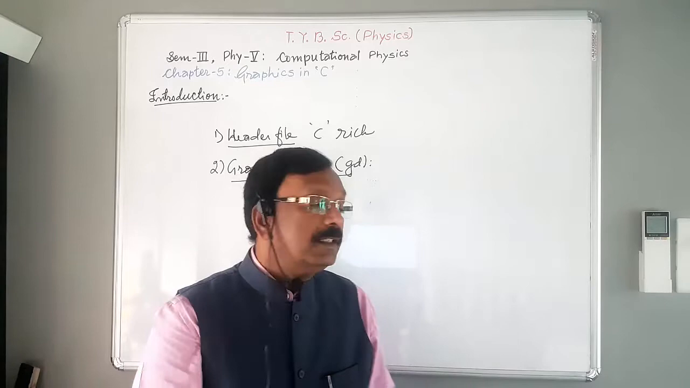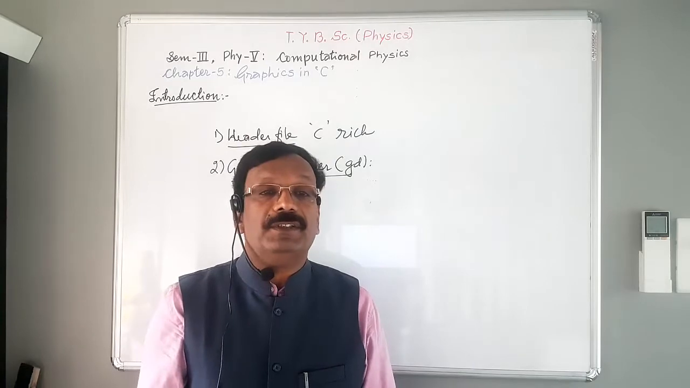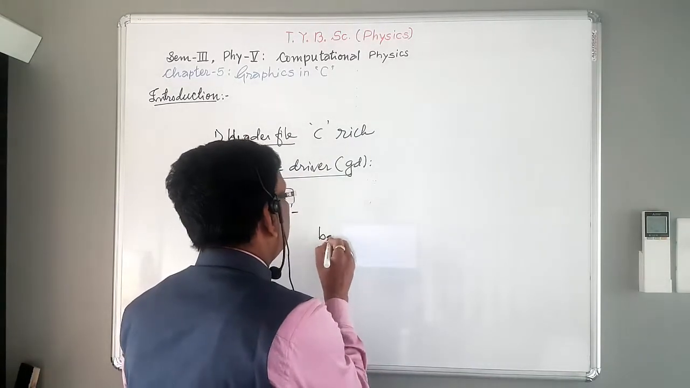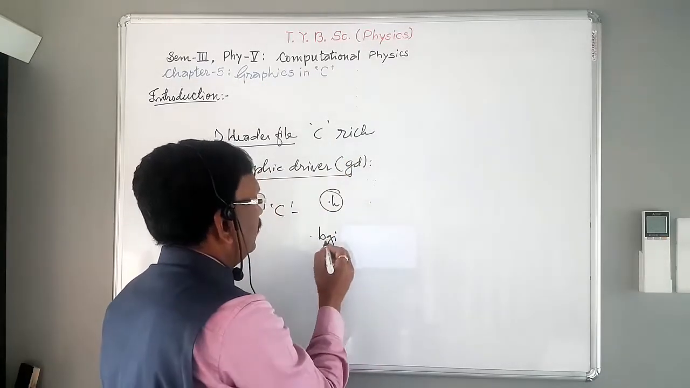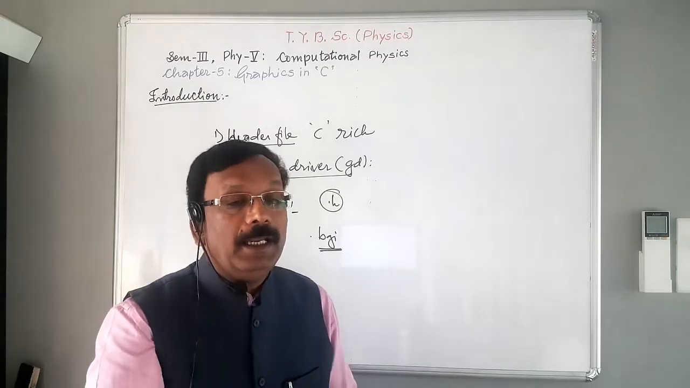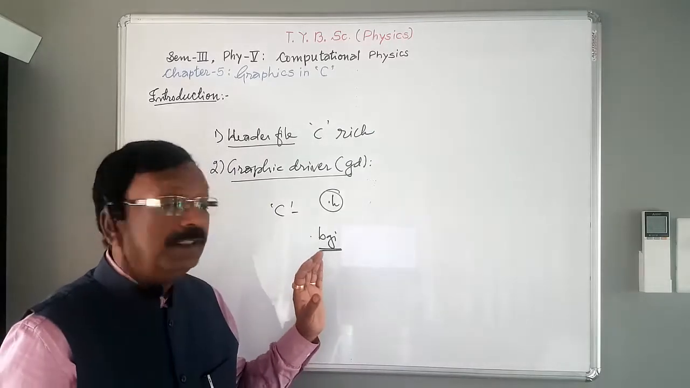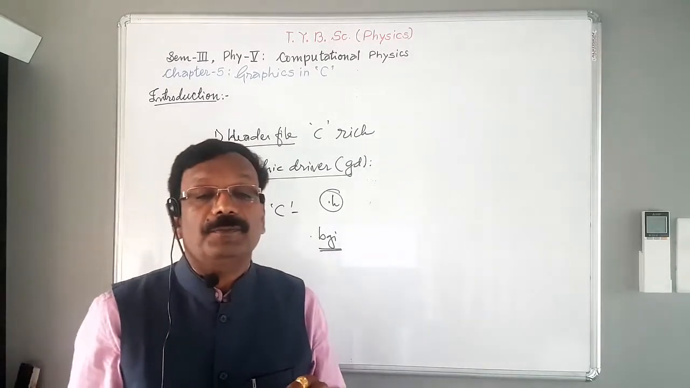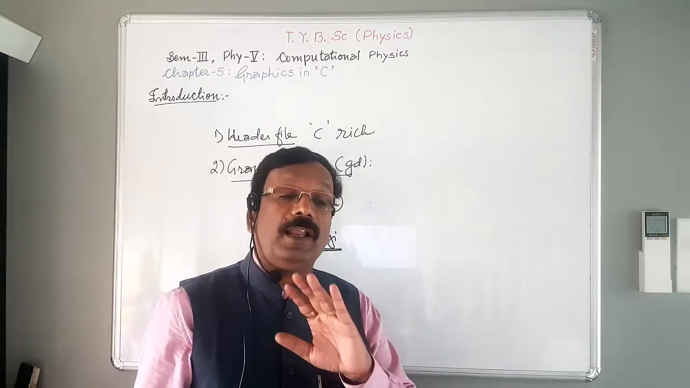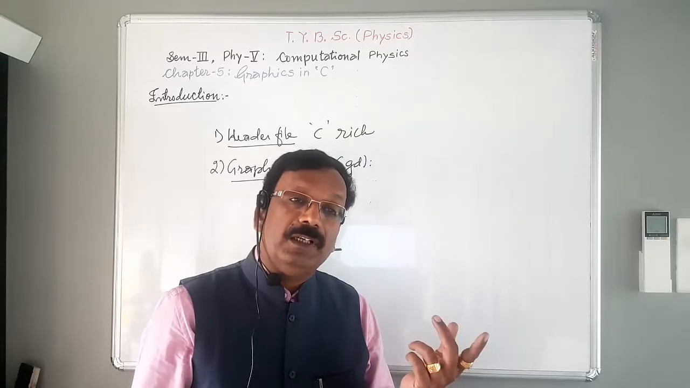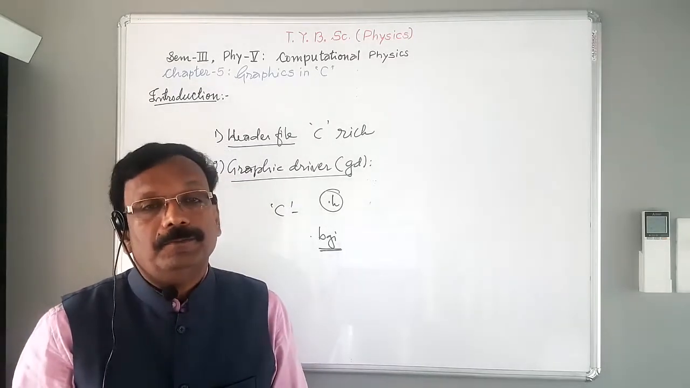Okay. The C programming language offers many graphic drivers with the extension BGI, just like .h is the extension for header files. There is another extension, BGI. C offers many graphic drivers with the BGI extension, and one of them is to be selected depending on the adapter used. Which adapter is used, on that basis these drivers are selected.